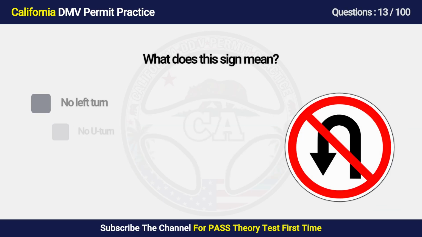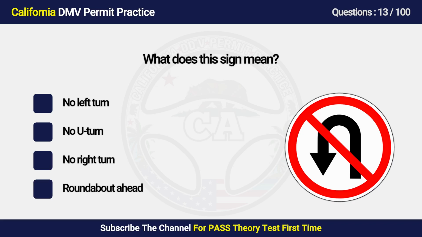Question 13. What does this sign mean? A. No left turn. B. No U-turn. C. No right turn. D. Roundabout ahead.